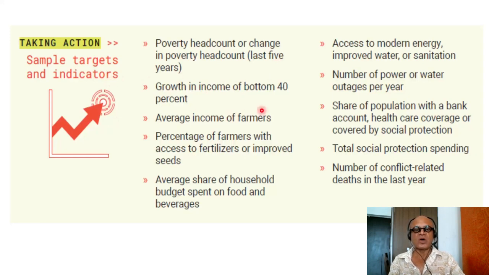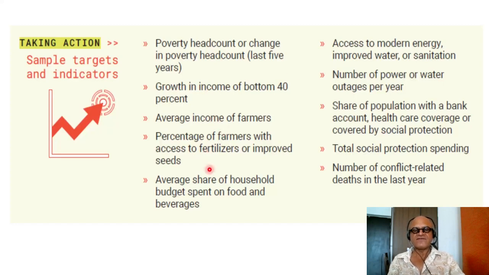Growth in income of the bottom 40%. Average income of farmers. These are the kind of things that go into a census, which in India, for example, is done every 10 years. Various countries have different frequencies, but pretty much every country does a census of some sort to track the demographics and various statistics like this.